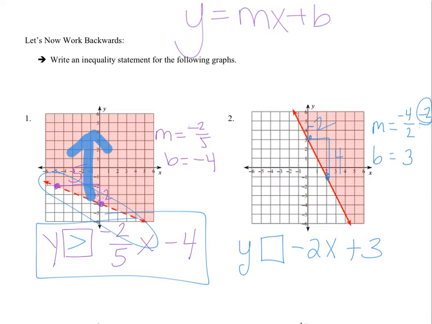Now I have to figure out my inequality symbol. Place your pencil anywhere you want on that line. How am I getting to that shaded area? I can either draw an up arrow or a down arrow. I'm drawing an up arrow. Since I'm drawing an up arrow, is that going to be greater than or less than? It's going to be greater than. Now I have to ask myself, is it greater than or equal to, or just greater than? It's going to be greater than or equal to because my line is solid.